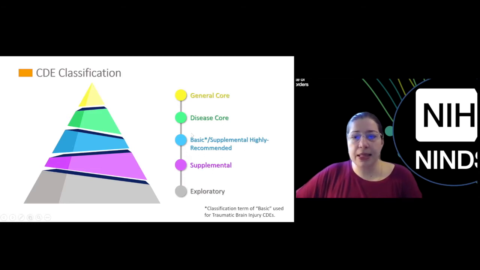Then the following is the supplemental highly recommended, which has a different name in TBI, but I'm not going to mention that now. They're called basic. Supplemental highly recommended is if you have, for example, a stroke trial that has a cognitive component or maybe an exercise or rehab component, then you will find those elements or instruments that you need to collect here.